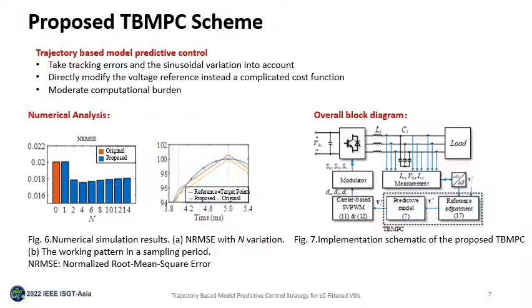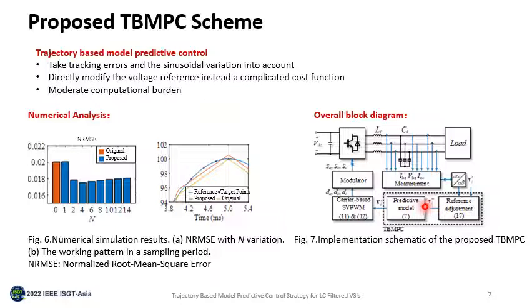Before the implementation, we first conduct a numerical analysis. It mainly helps select N, which is the number of extra target points. Here we present a numerical simulation to test the impact of N on the normalized root mean square error. As shown in this figure, when N is selected as 2, 4, or 6, it generates a smaller NRMSE. Considering the computational burden, we'd better select N as 2 or 4.